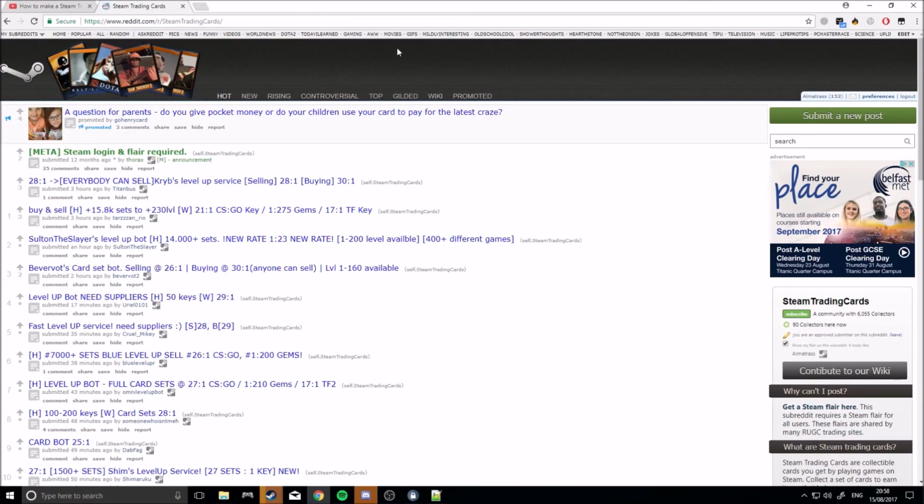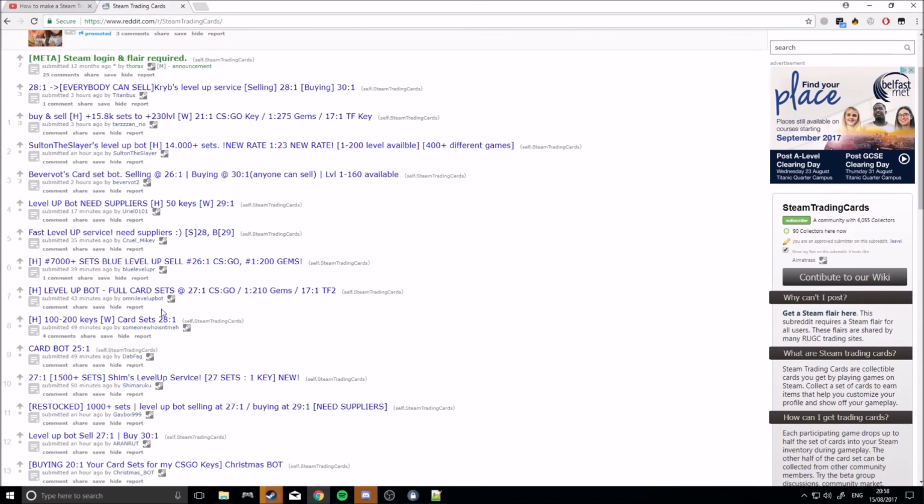Okay, so now let's get on to the obtaining of the cards for the bot. What I used to do was, whenever I was doing this, I think the rate was like 15-1, and now I've left it for a few weeks, and it's gone to like 27-1, 25-1. That's insane.